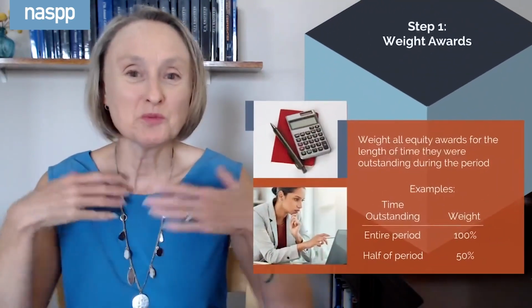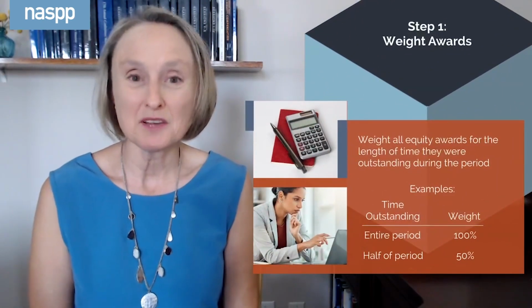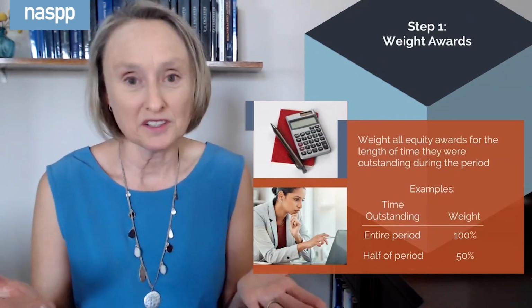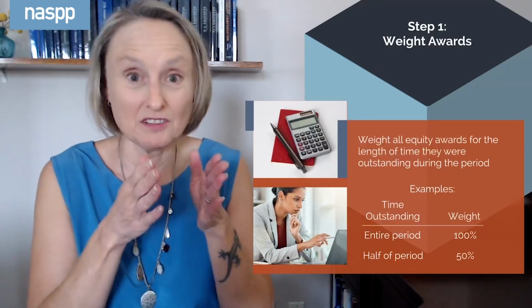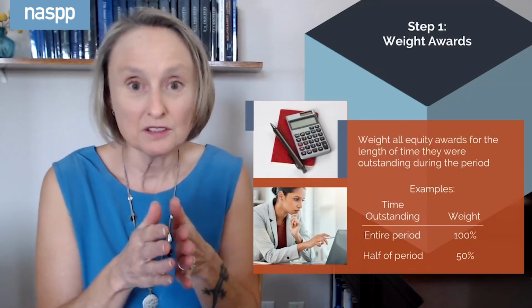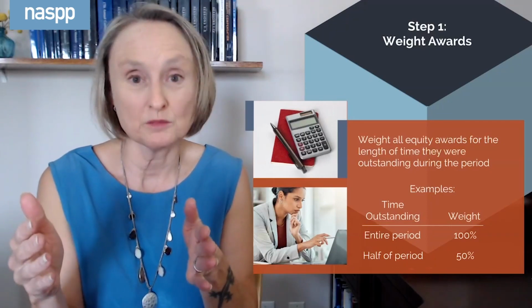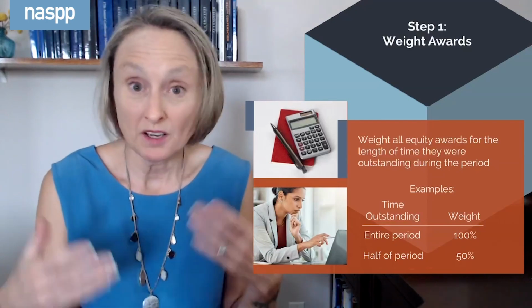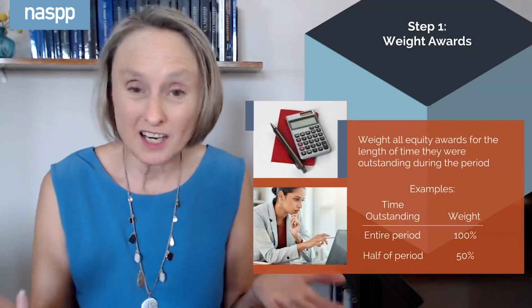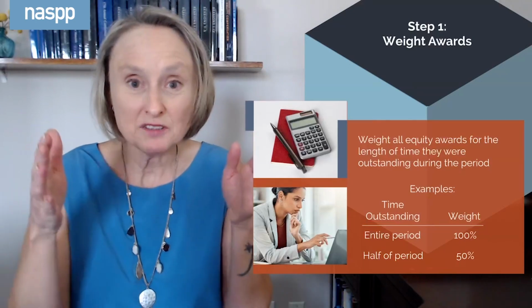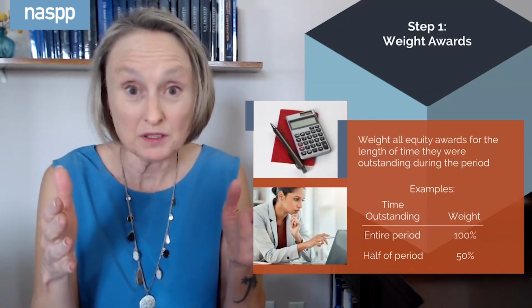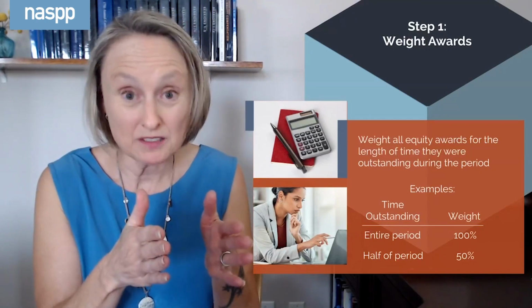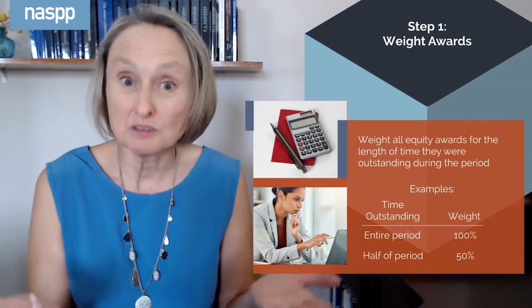Step 1 is to weight all of your equity awards for the length of time that they are outstanding during your fiscal period. When companies are calculating net earnings, they aren't calculating net earnings on just the last day of their period. They're calculating net earnings over their entire fiscal period. So equity awards that are outstanding for longer during that time period are more dilutive to earnings and should carry more weight in the calculation. An equity award that's outstanding for the entire time period would be weighted at 100%.